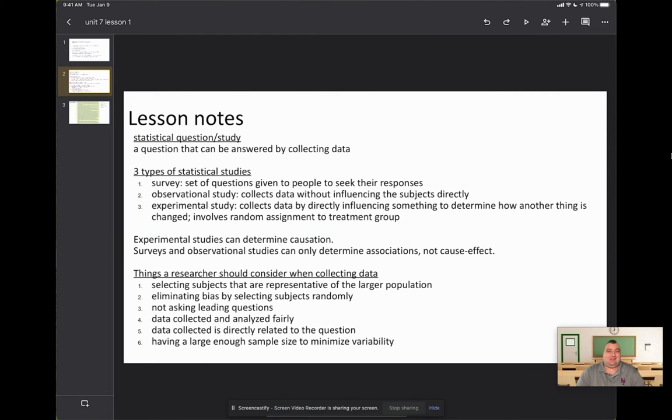If you only select a few people to participate in a study, the results are likely going to be invalid. There's going to be more bias. It's not going to be representative of the entire population. Okay, so those are things you want to consider when you are collecting data.